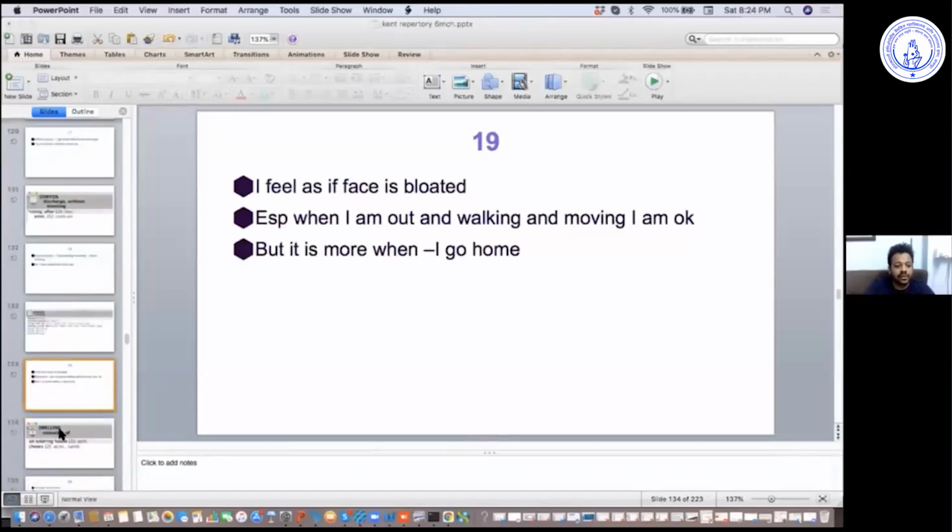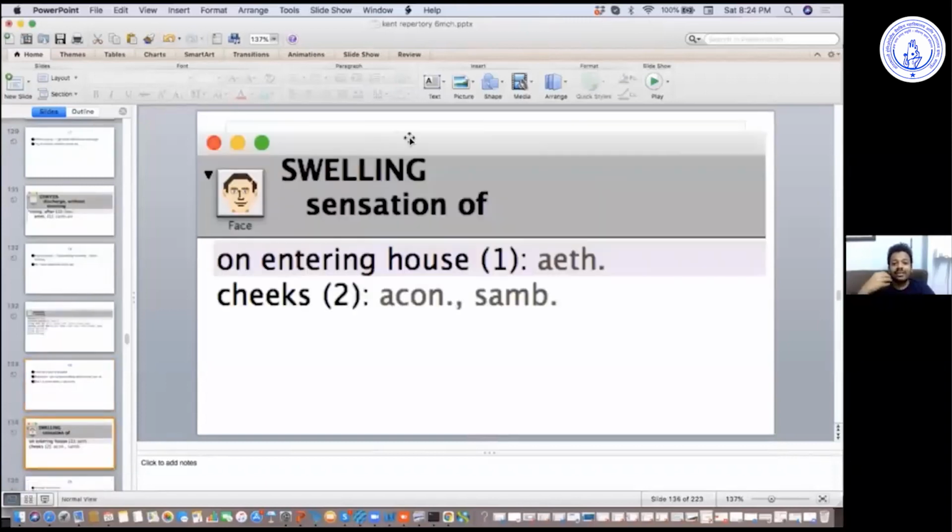So what is the rubric? Let's have a look. Swelling sensation on entering the house. Dekho. When he goes in the house, there is swelling. Dekho. See the exact rubric. Can you imagine such rubrics are there in the repertory? What I'm trying to do, I'm getting you familiarized with repertory. I'm making you make friendship with Kent repertory. He's your friend. He will support you. Phenomenal, no?